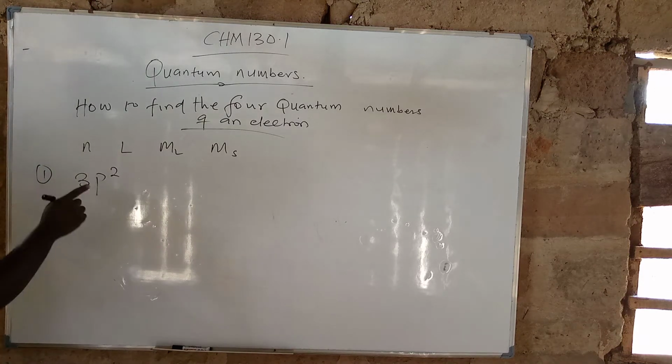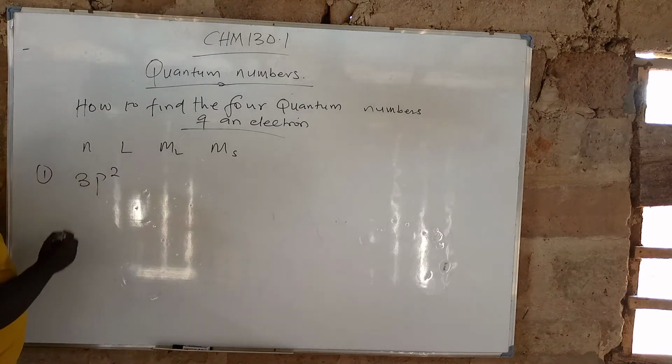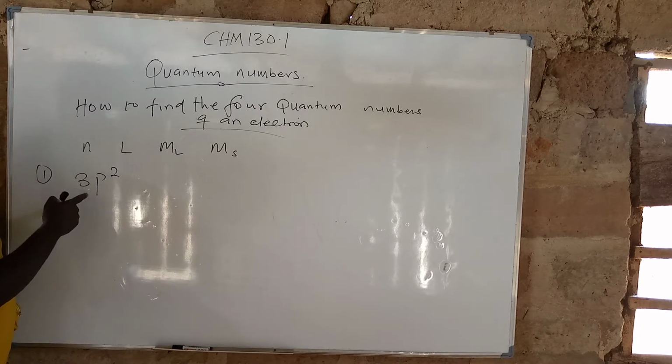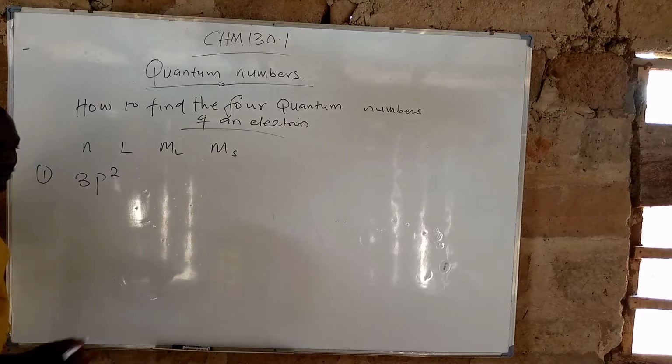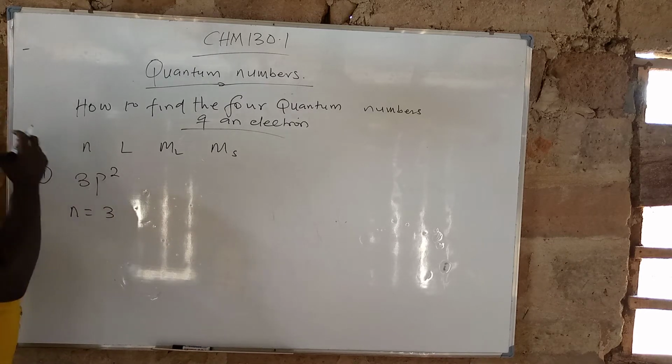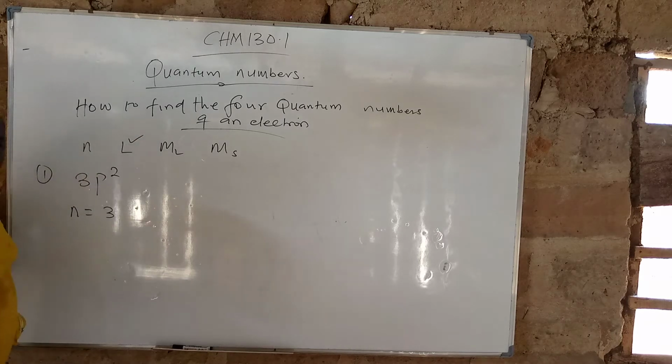Now, how do you determine the energy level? Is it the number at the front of P? It's always the number in front of either S, P, D, or F. So automatically your N is equal to what? 3. Now, how can you determine your L?